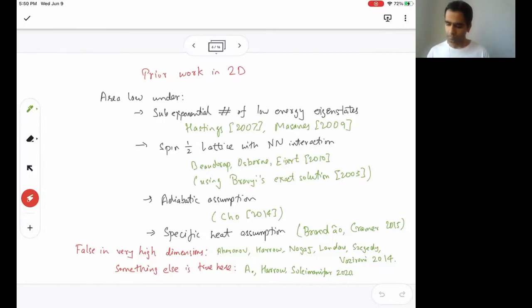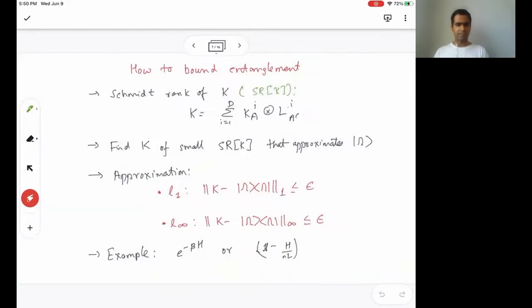So with this, I'm now going to describe the details of these results and the methods involved. If there are any questions so far, I'm very happy to answer that.